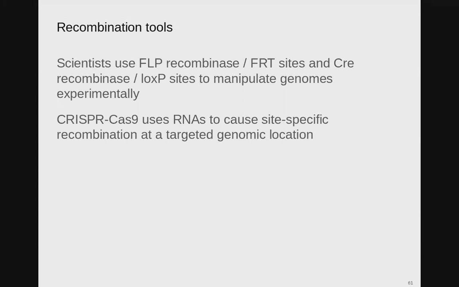Pretty cool technology. If you don't know what CRISPR-Cas9 is, you should. It's one of the futures of biotechnology. If you ever have any desires to work across the river, you should know what CRISPR-Cas9 is, how it works.